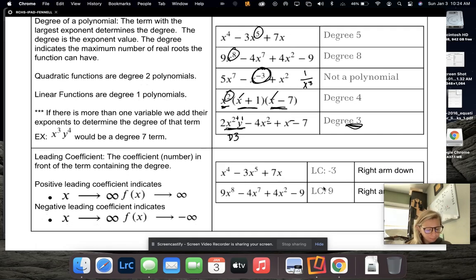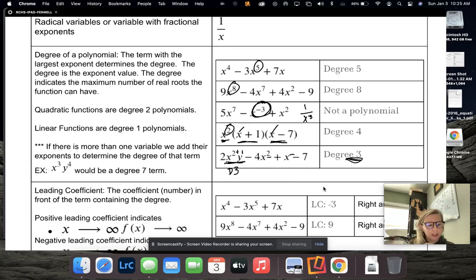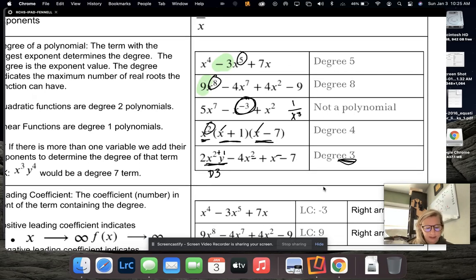All right. What is the leading coefficient? The leading coefficient is the number, the constant, in front of whichever term has the degree. So if we looked up at this first example here, the leading coefficient would have been -3 because that x to the 5th is determining our degree. The leading coefficient goes in front of whatever variable determines our degree. So it would be 9 in this example.